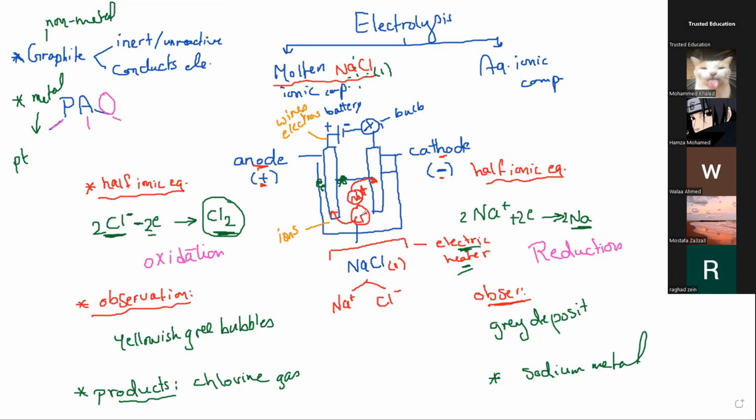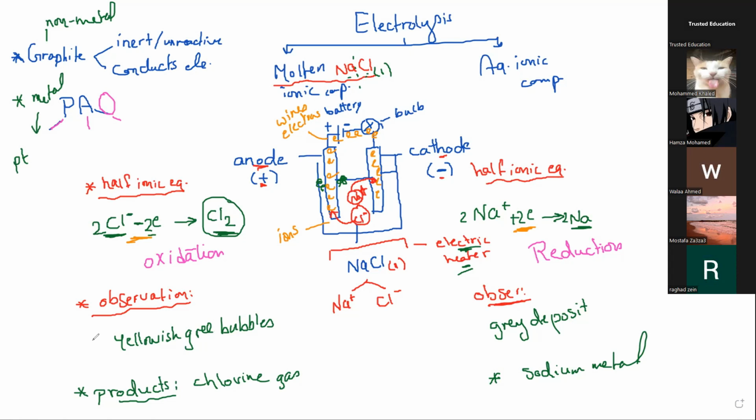What actually happened? As I passed electricity through my liquid, the chloride ions are attracted to the anode. They lost their electrons, as we just said. And then they passed through the wires, going to the other electrode. I have electrons here. Sodium will be attracted and it will gain these electrons, giving sodium metal. This is what happened.